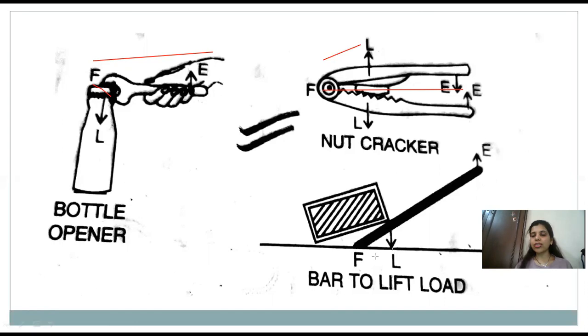Similarly, you can see bar to lift the load over here, the fulcrum is here, load is at the center, so this is the length of the load arm, and from fulcrum till the effort is the position of the effort arm. So as the length of the effort arm is greater than the load arm, that's why this particular type of lever also acts as a force multiplier as MA is greater than 1. So I hope children till here it's clear. Now we go to the next slide.